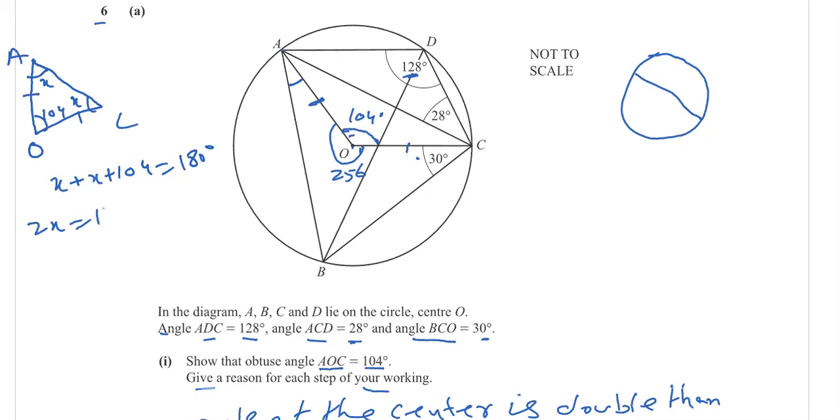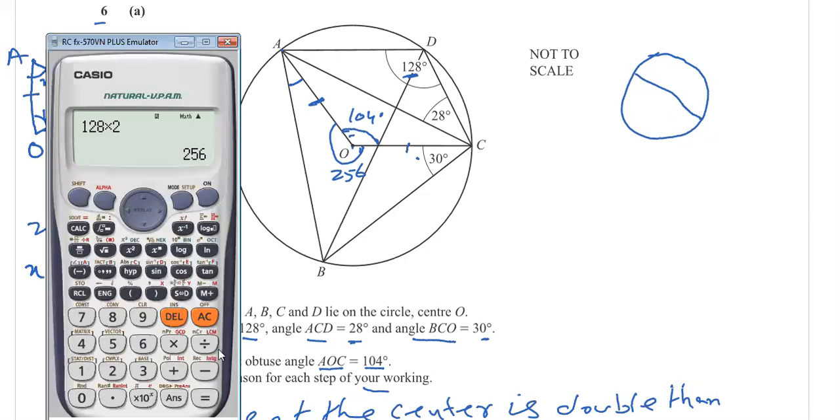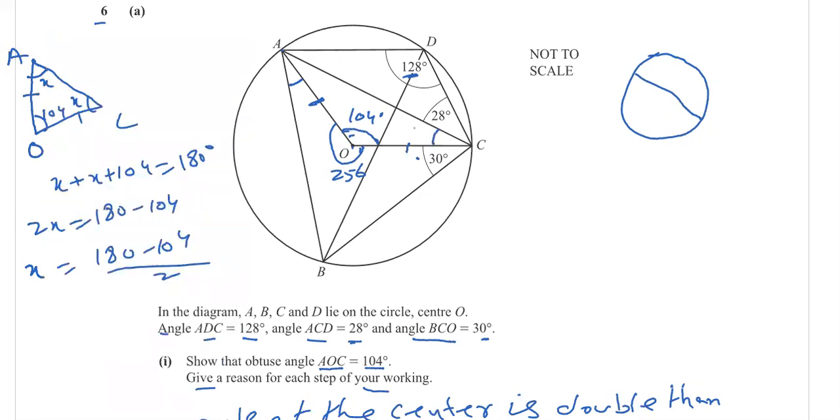So 2x will be 180 minus 104. So x is going to be 180 minus 104 divided by 2. So it's 38. It means this angle is 38 and this angle is also 38.